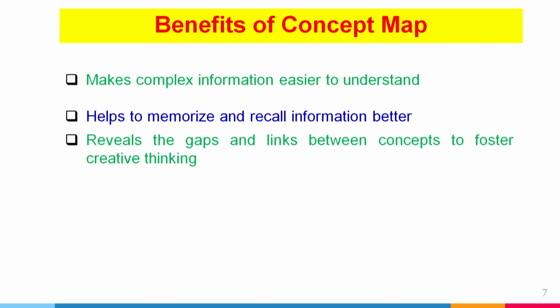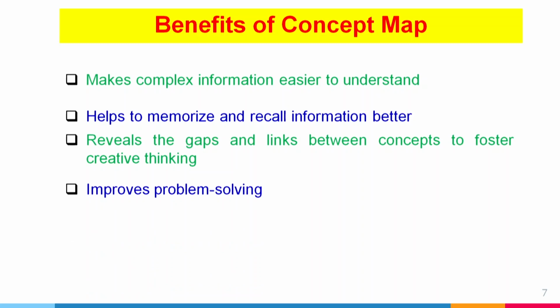So the benefits of a concept map in short are, it makes complex information easy to understand, and it also helps to memorize and recall the information which you gathered. That means while looking at a particular paragraph, that much recall or memory will not be there. But when you make an image or a visual representation, it is easy to memorize as well as recognize or recall it. And it also reveals the gap between the concepts or ideas. Sometimes there is a missing link. So it can foster your thinking also. That means you will be thinking about the missing things.